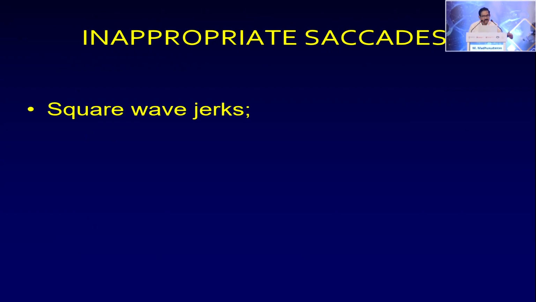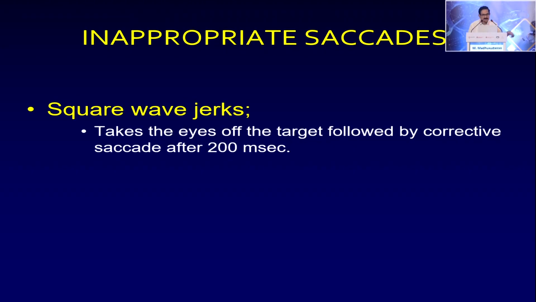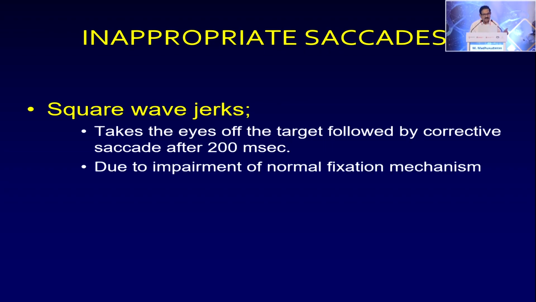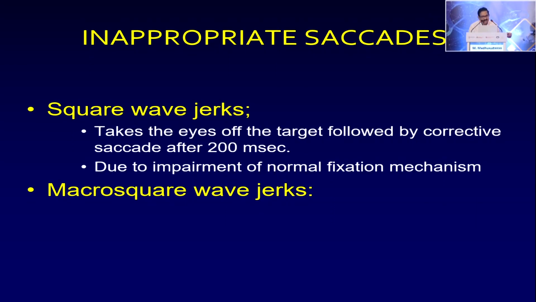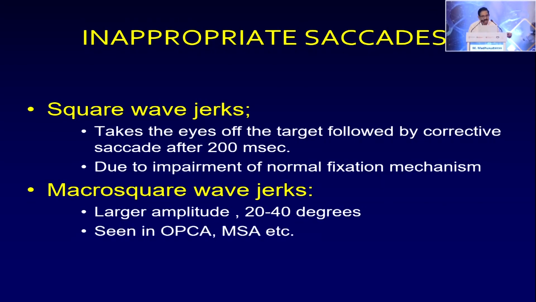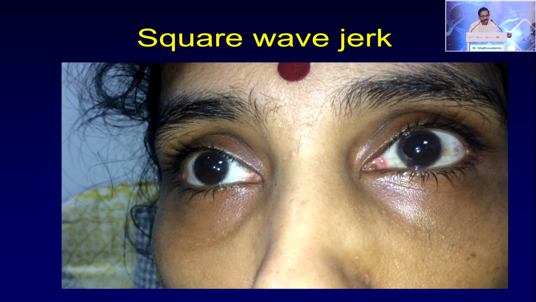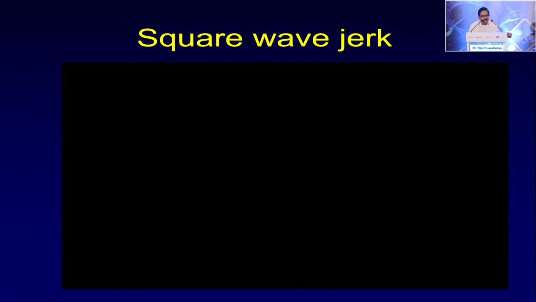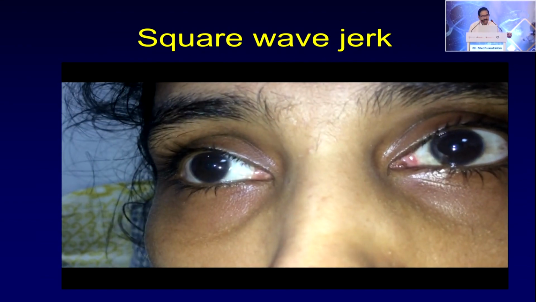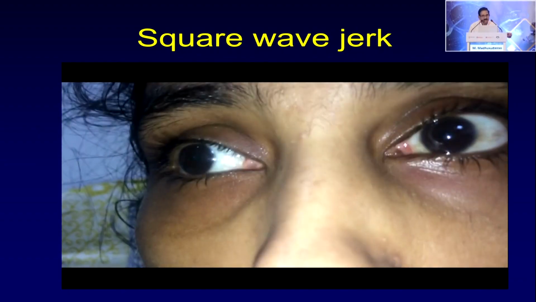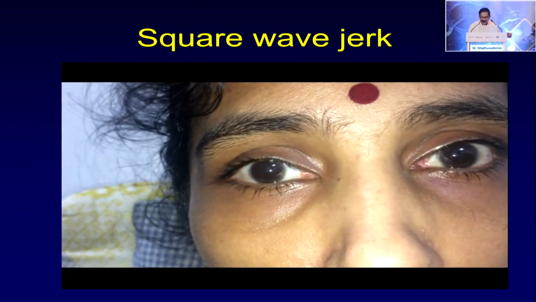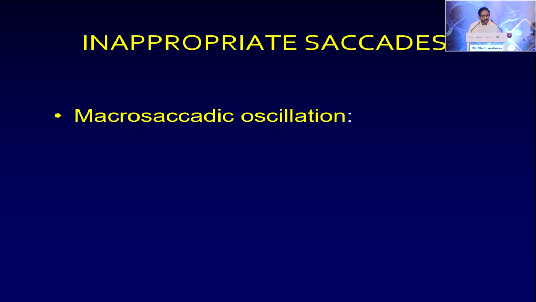Then lastly, inappropriate saccades. Square wave jerks take the eyes off the target followed by a corrective saccade after an interval of 200 milliseconds, due to impairment of the fixation mechanism. Macro square wave jerks are larger amplitude saccades. Look at this video. See, the eyes transiently go in one direction, and come back after an intersaccadic interval. That's a square wave jerk.